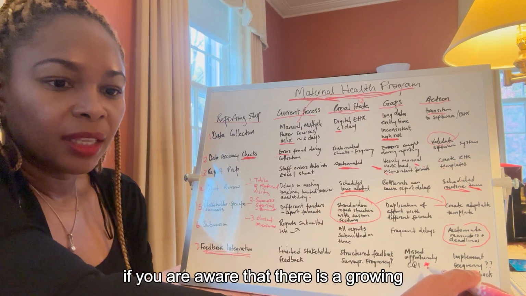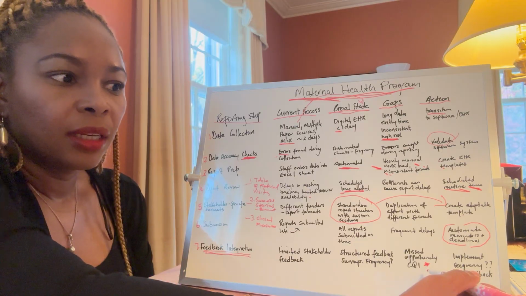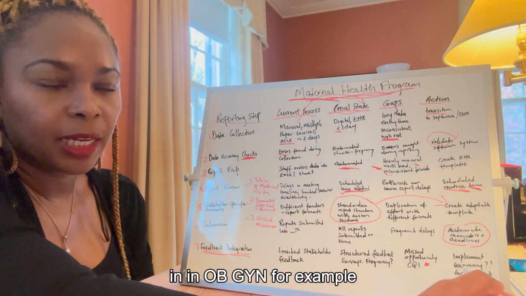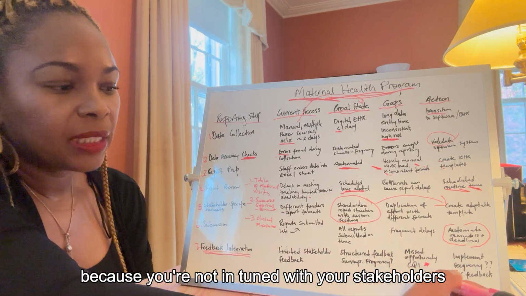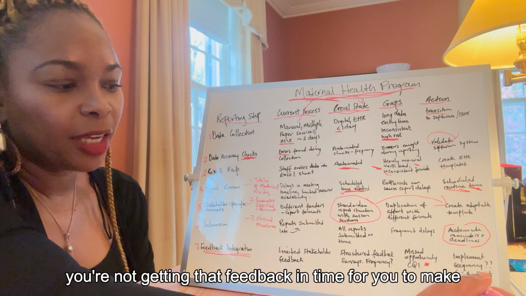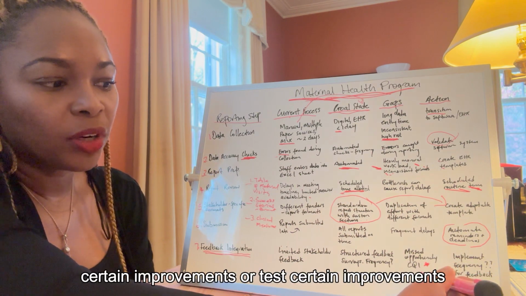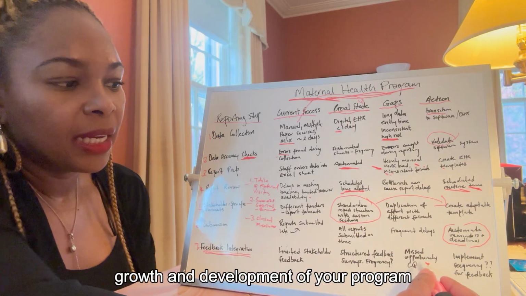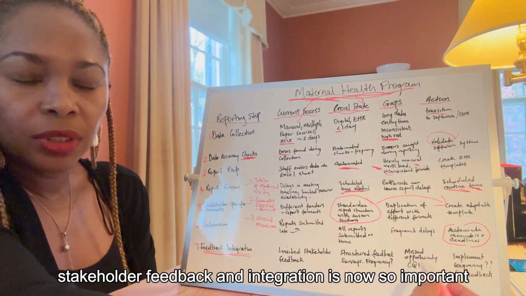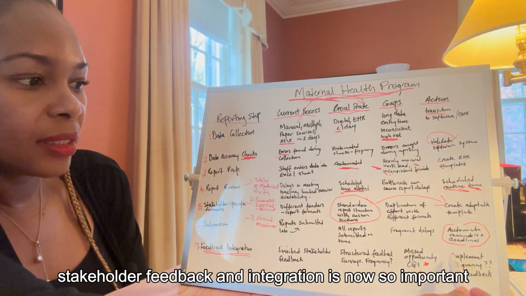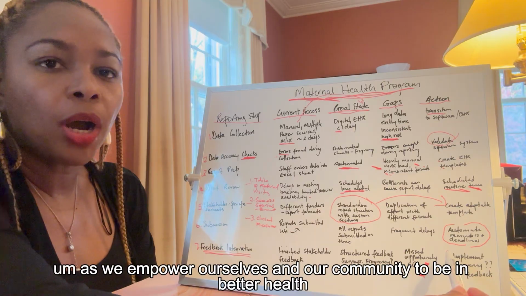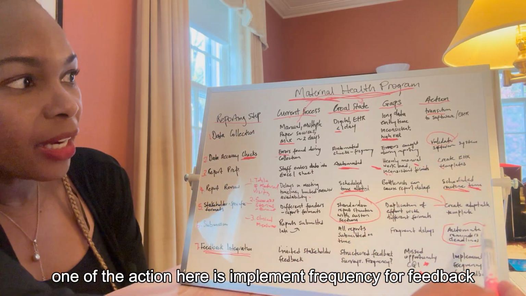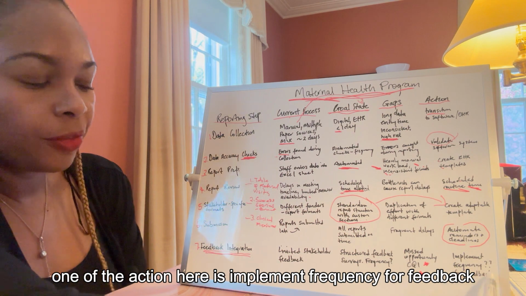If you're aware that there is a growing wait time in your clinic, for example, in OBGYN, because you're not in tune with your stakeholders, you're not getting that feedback in time for you to make certain improvements or test certain improvements that can contribute to the overall growth and development of your program. And that is the reason stakeholder feedback and integration is now so important, as we empower ourselves and our community to be in better health. One of the actions here is to implement frequency for feedback.